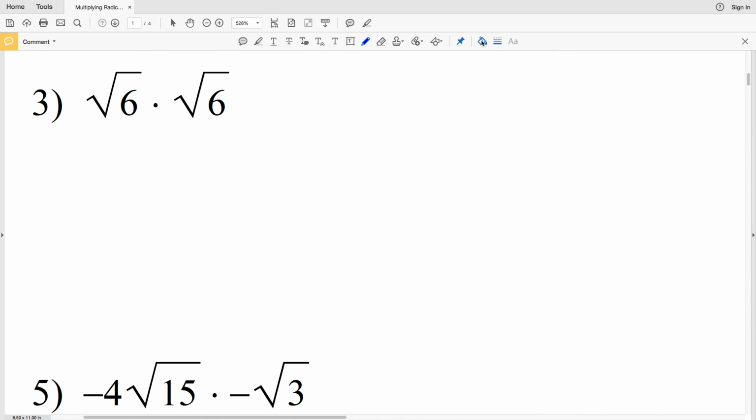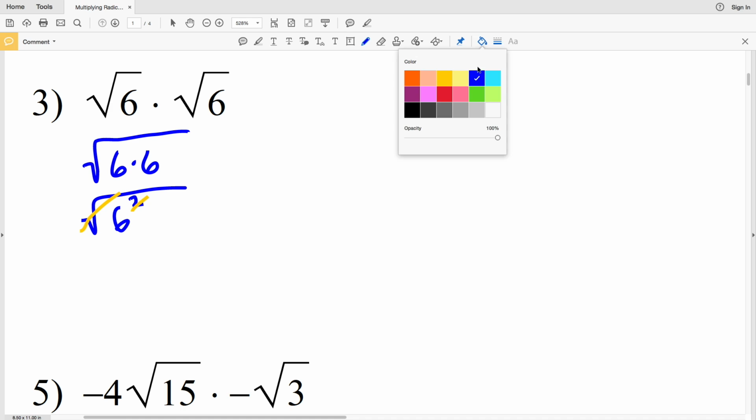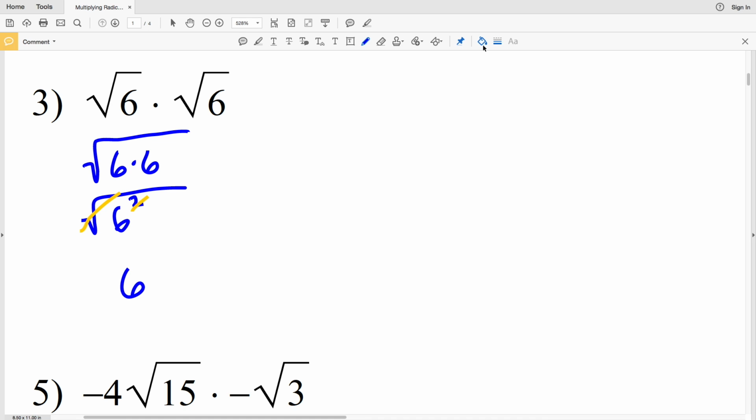In number 3, I have the square root of 6 times the square root of 6, so I'll write this as the square root of 6 times 6, but 6 times 6 we know is 36, or we could just write 6 times 6 as 6 squared. And the square root of 6 squared is a positive whole number 6. So 6 is my solution in number 3.